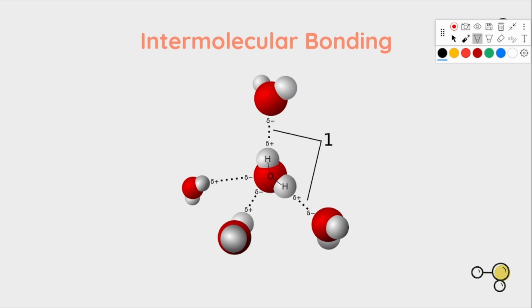Another type of bonding is intermolecular bonding. Now intermolecular bonding occurs due to the electrostatic attractions that occur between molecules. And this happens due to the attraction between opposite charges. As we can see here, we have a water molecule. And we know that a water molecule is a polar molecule. Polar molecules have a partially positive end and a partially negative end. And we can see that due to the polarity of these water molecules, opposing charges are attracted to one another, forming what we call a hydrogen bond.